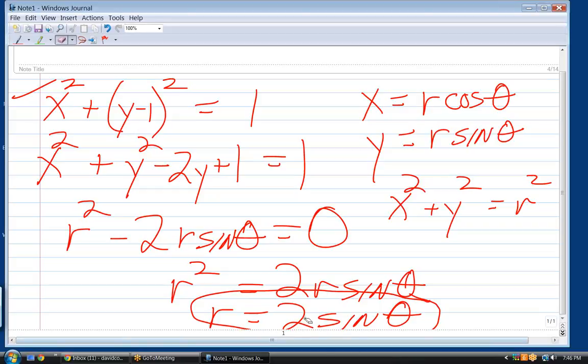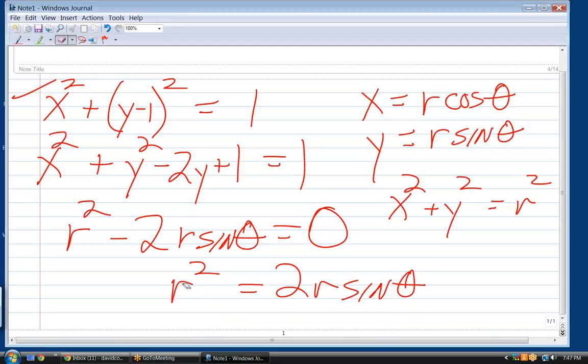Now, technically, I shouldn't really be allowed to divide both sides by r, because if r is 0, you lose that solution when you do that. But r is never 0 in a polar. And I suppose at the origin r is 0, but let's ignore that for the moment.